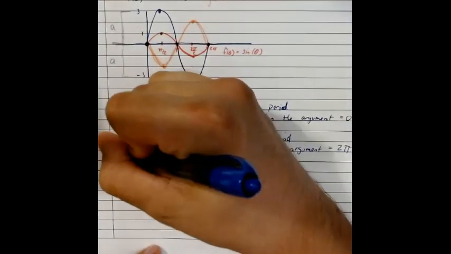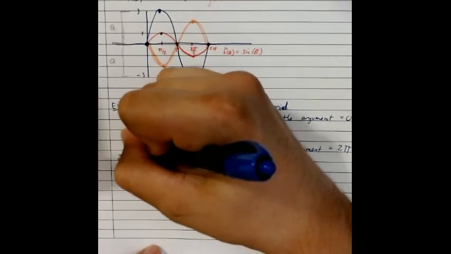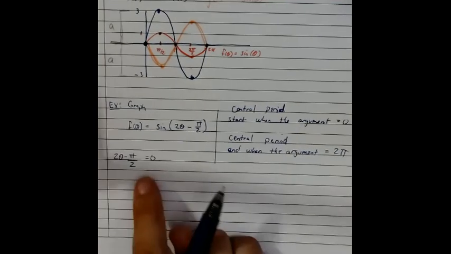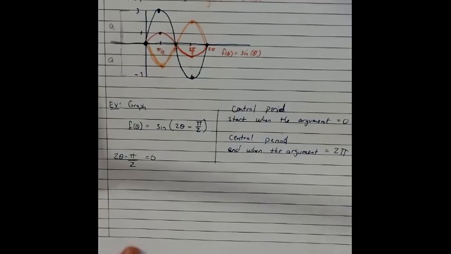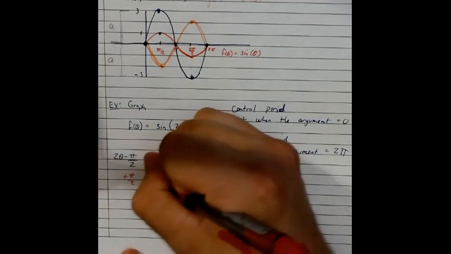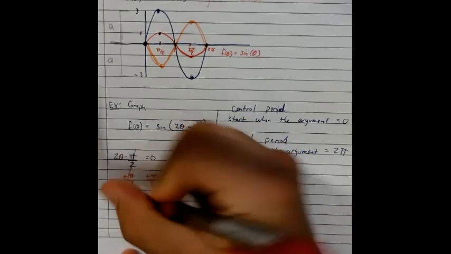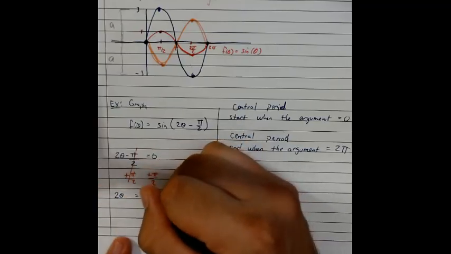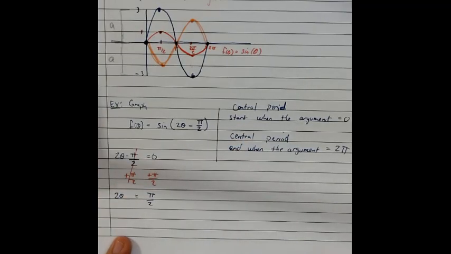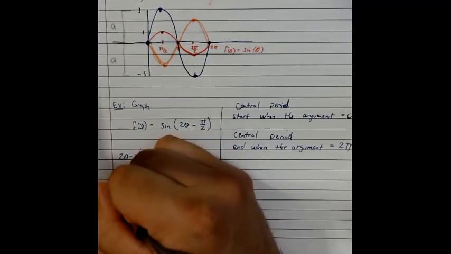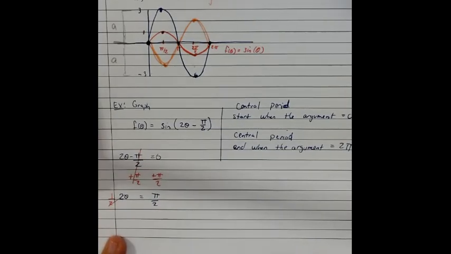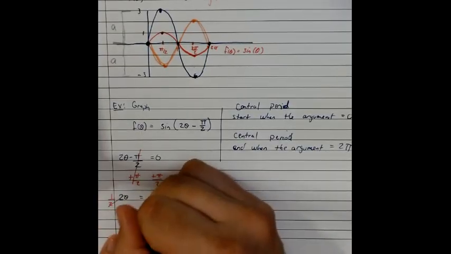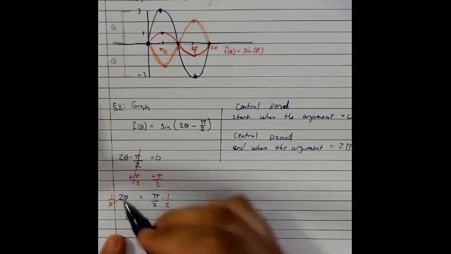If I take my argument, 2 theta minus pi over 2, and I set that equal to 0, let's solve for theta. Let me add pi over 2 to both sides. Pi over 2 minus pi over 2 goes away, and I'm left with 2 theta is equal to positive pi over 2. Okay, well now let me multiply both sides by a half. That way half of 2 is just 1, that goes away. And I multiply this side by a half. And so I get theta is equal to pi over 4.